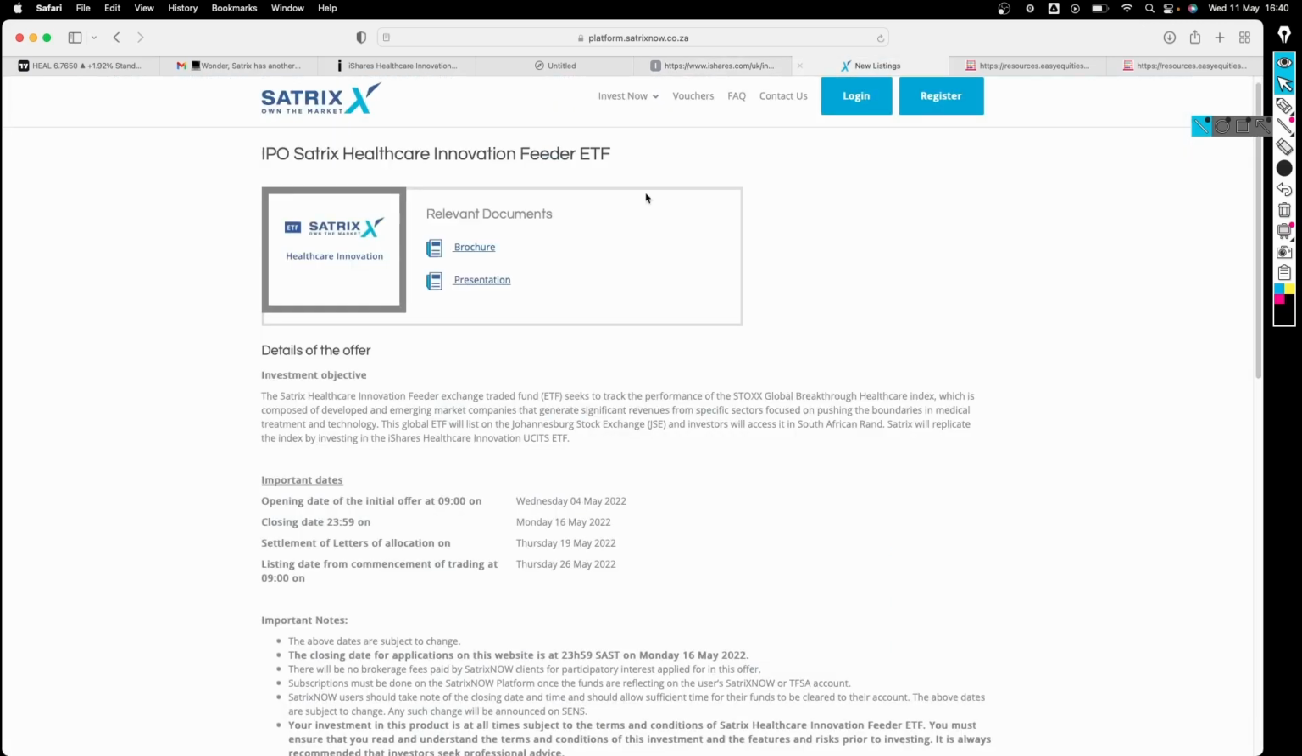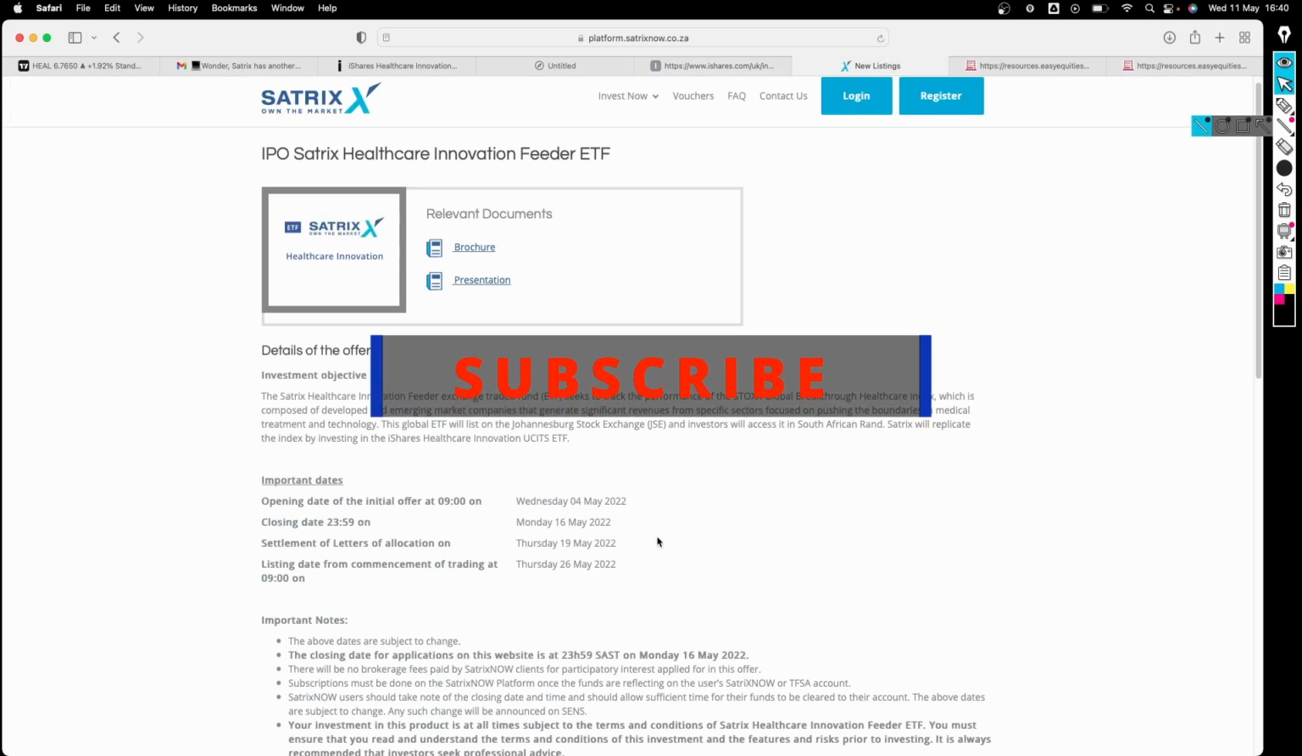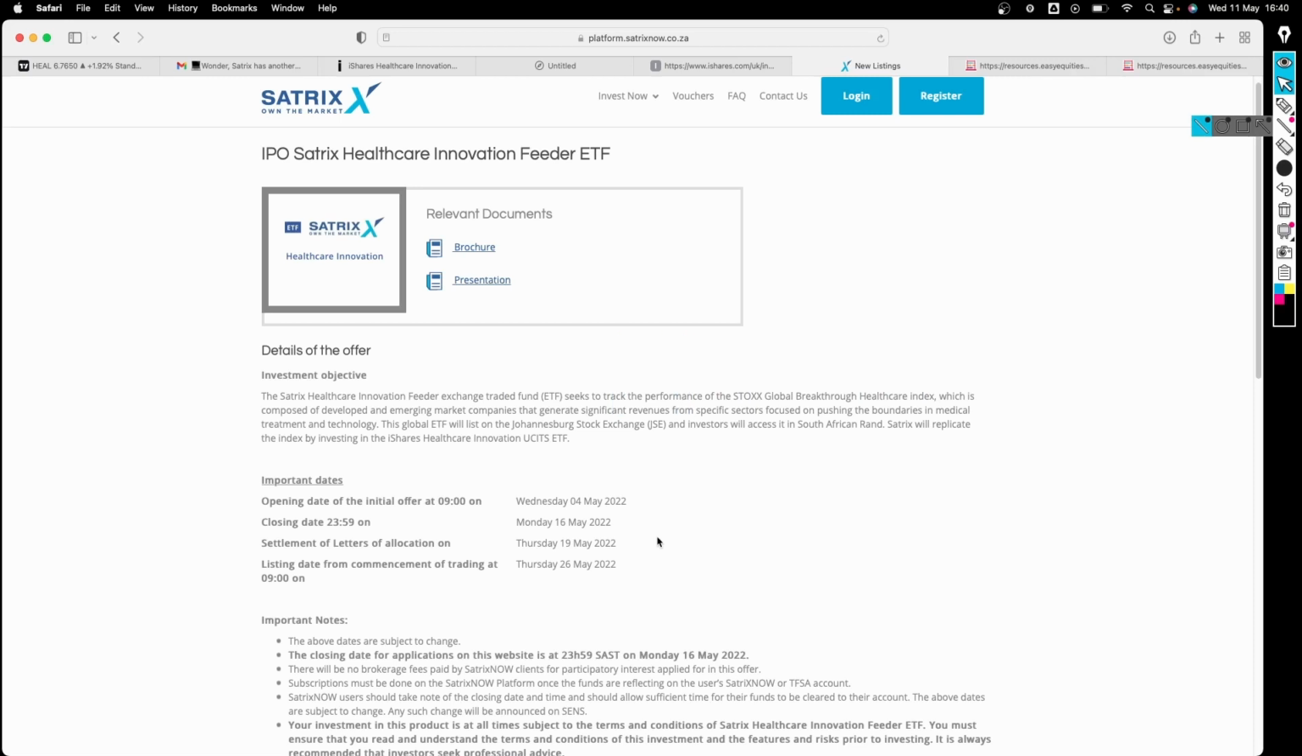But remember the date that you have to remember: you need to make sure that by Monday, 16 May 2022, you have logged into your stock brokerage account, and then you need to have bought those letters of allocation. Each letter of allocation costs 1 rand.